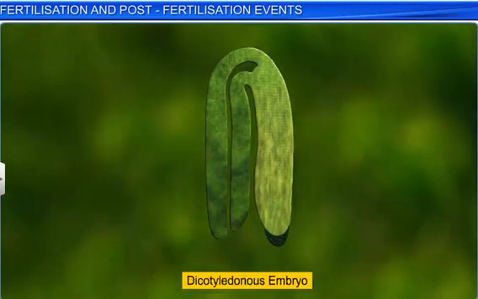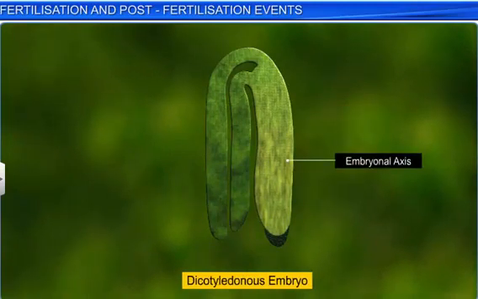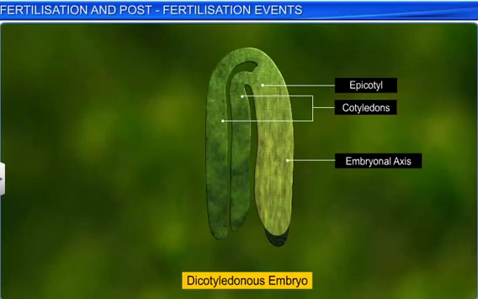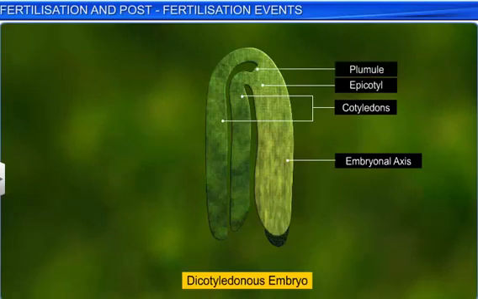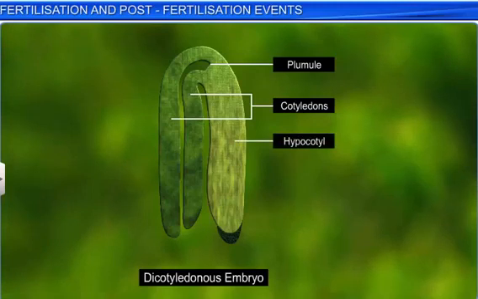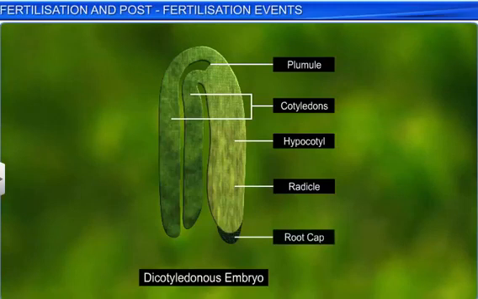A dicotyledonous embryo, for instance, consists of an embryonal axis and 2 cotyledons. The epicotyl, the portion of the embryonal axis above the level of the cotyledons, terminates with the plumule or stem tip. Below the level of the cotyledons is a cylindrical portion called the hypocotyl that terminates at the radicle or root tip, which is covered with the root cap.